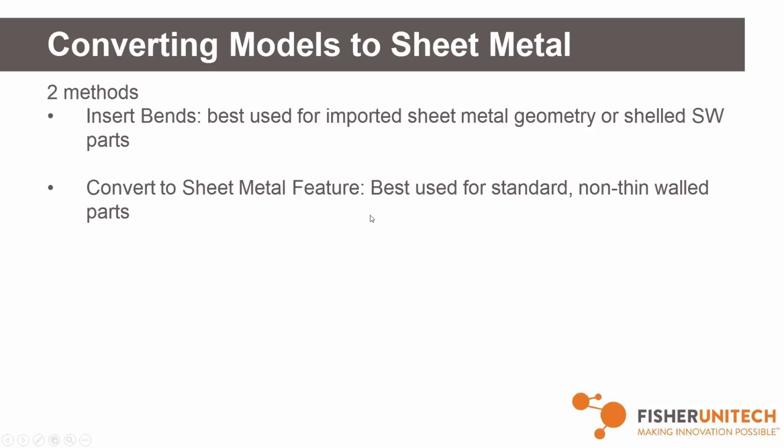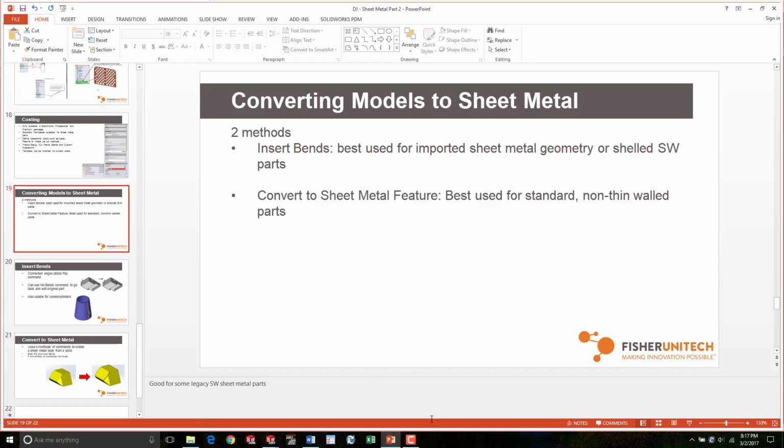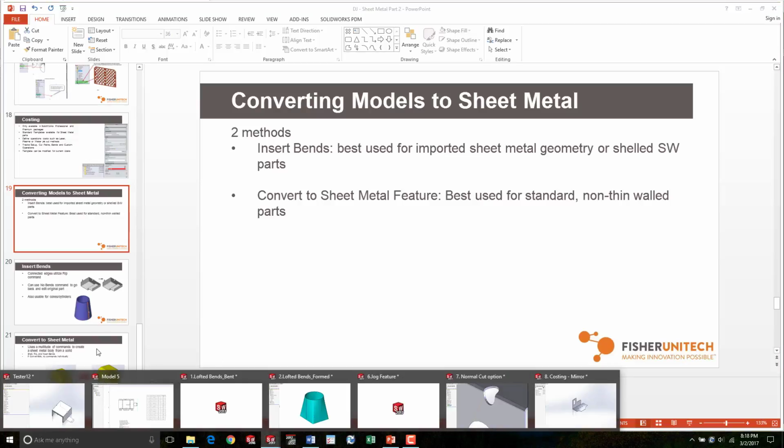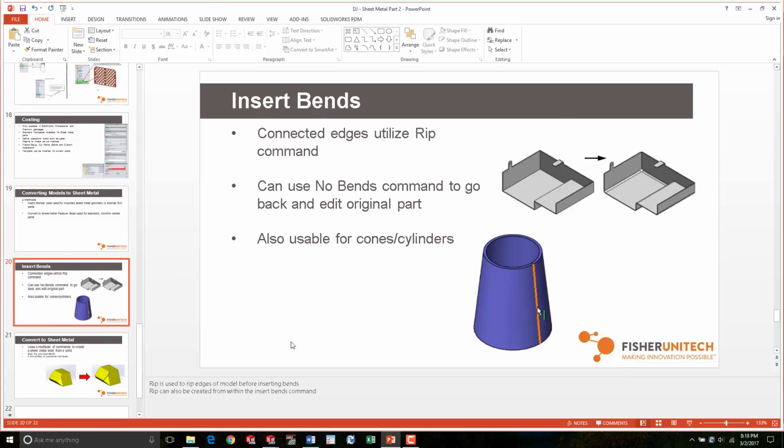And then there's a second way, which is going to be converting using the sheet metal feature. That's going to be used for your standard full-bodied parts that aren't shelled yet. So, oh man, I jumped over too quick. So, we'll just look at it here. Screw it. Insert bends, though.